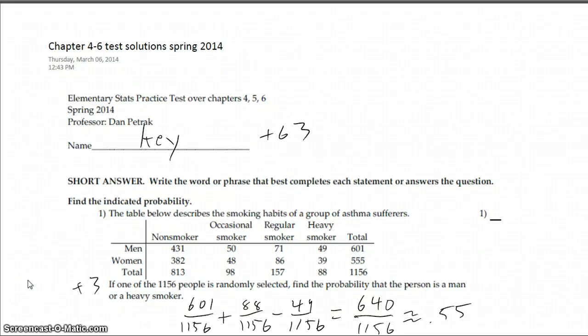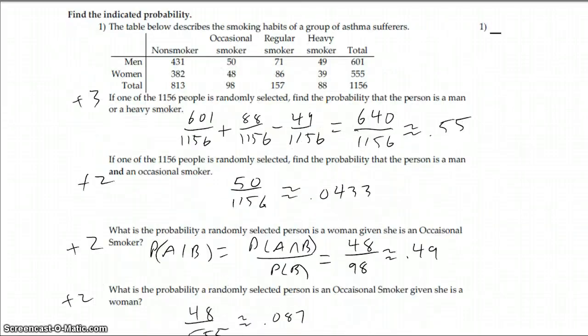This is a solutions video for the chapter 4 through 6 test for statistics in the spring of 2014. First question is a data table, and I try to start off pretty straightforward. It's using the probability of A or B, and so we want the probability if we randomly pick someone that they are a man or heavy smoker.